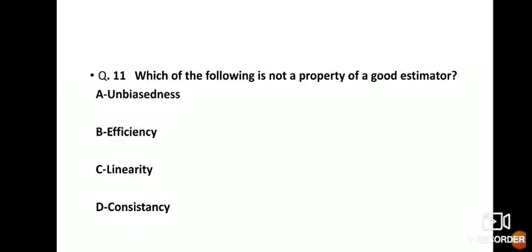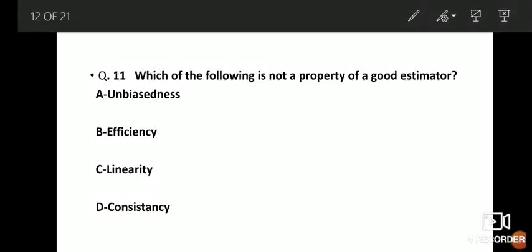The next one: which of the following is not a property of a good estimator? The given options are unbiasedness, efficiency, linearity and consistency. As we know, there are four properties of a good estimator and these are unbiasedness, efficiency, consistency and sufficiency. But here the wrong option is given in option C, that is linearity. Linearity is not a property of a good estimator. So here the correct answer is option C, that is linearity. It is given instead of sufficiency; here it is given as linearity.